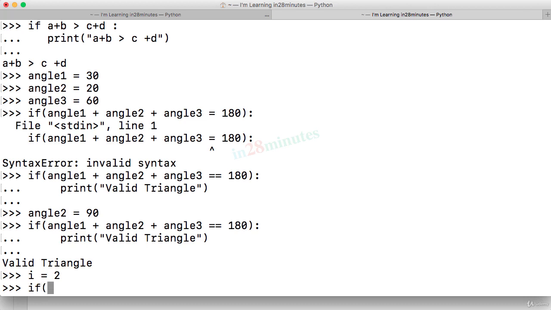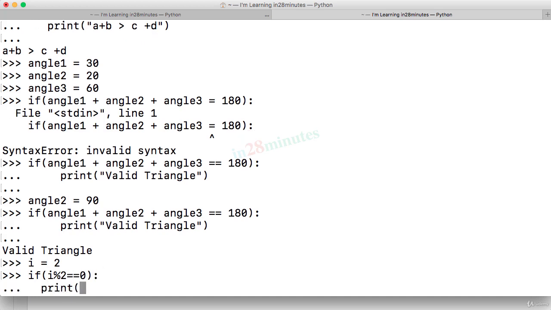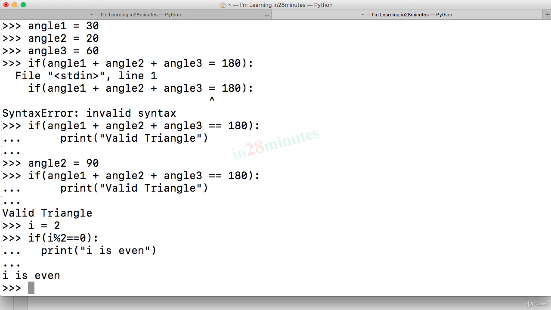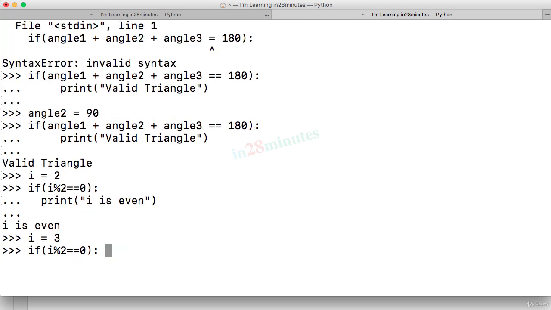It's very simple. If I mod 2, so the remainder when something is divided by 2, what should it be? If it's 0, then print "I is even". What would happen? I is even. If I is equal to 3, if I mod 2 is equal to 0, print "I is even". Nothing is printed to the console.